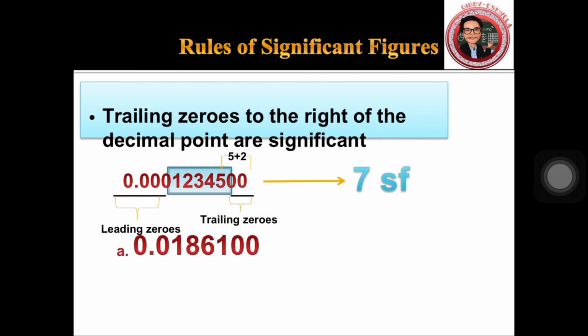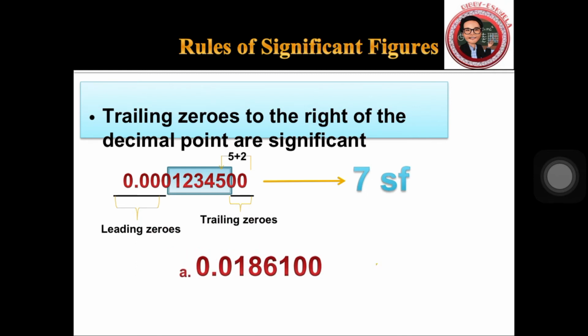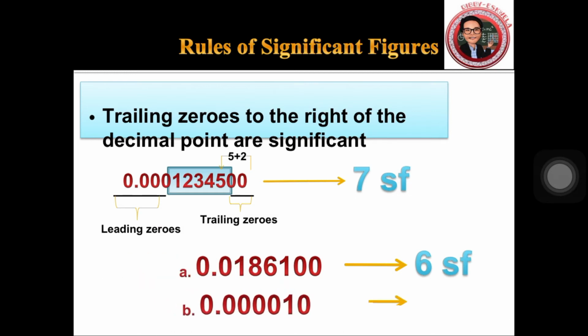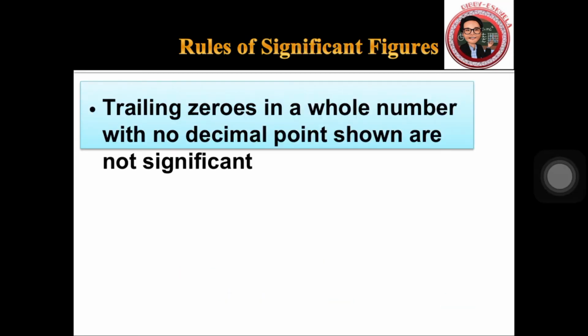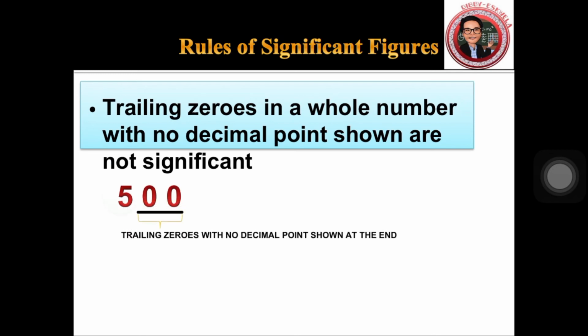How about this example? How many SF do you think this number has? Correct, it has 6. And for the last one, okay, it has 2 SF. Okay, let's talk about trailing zeros again. If the trailing zeros in a whole number have no decimal point shown at the end, then they are not significant. Just like this number, 500, it has 2 trailing zeros that don't have a decimal point shown, hence the 2 zeros are not significant. Since it contains only one non-zero digit, which is 5, it will give us only one significant figure.